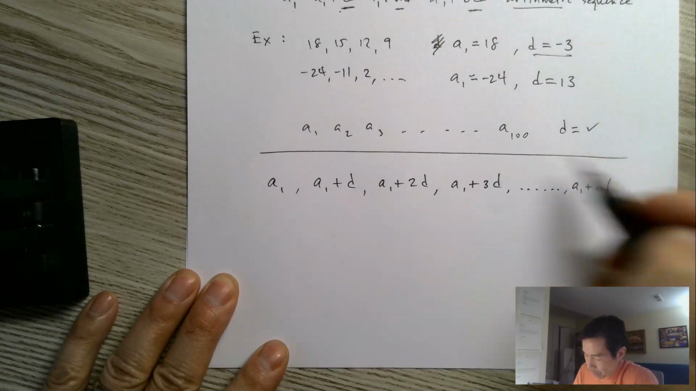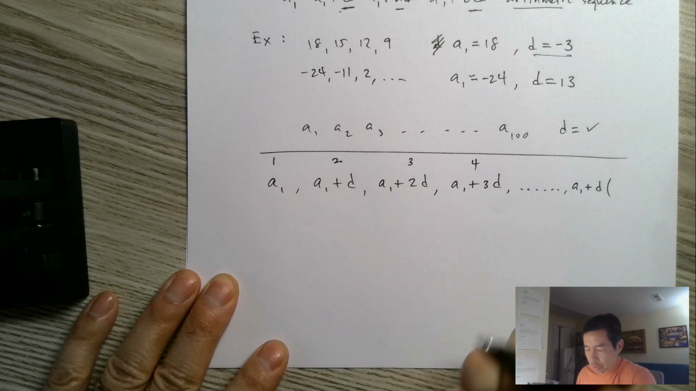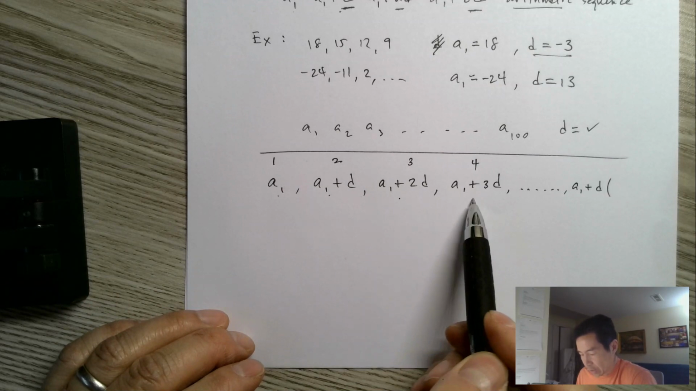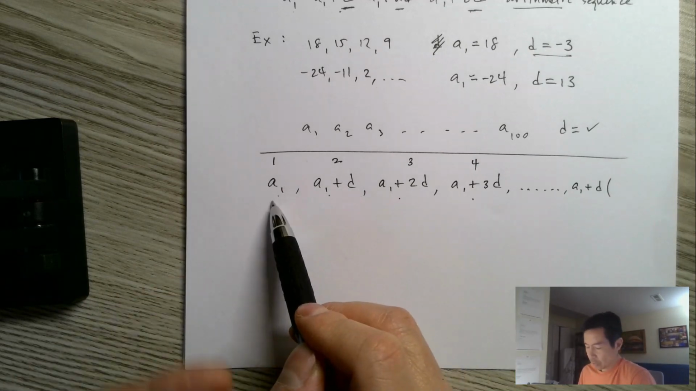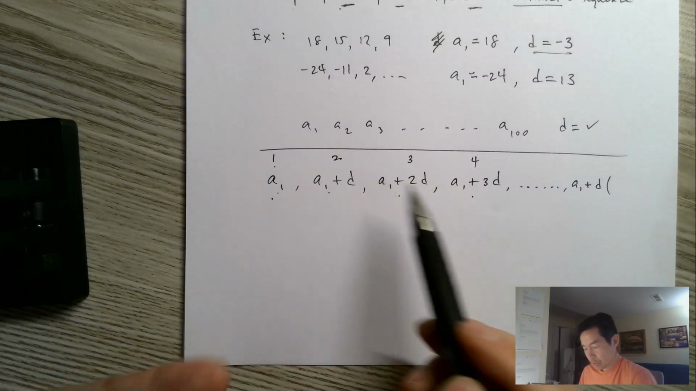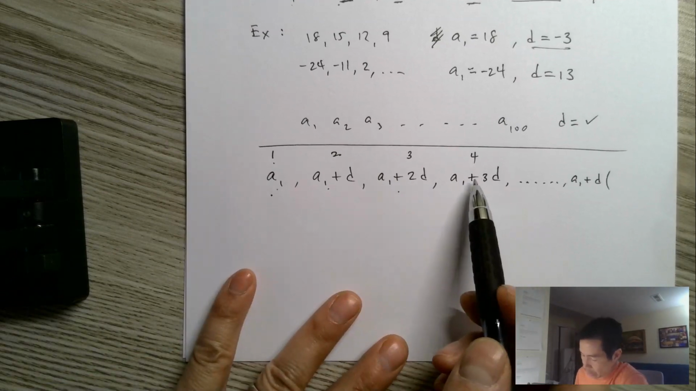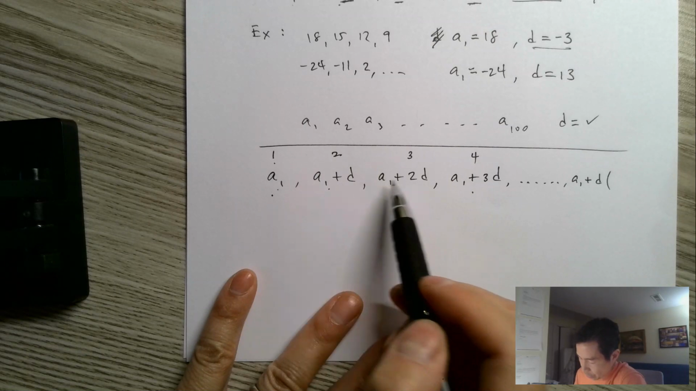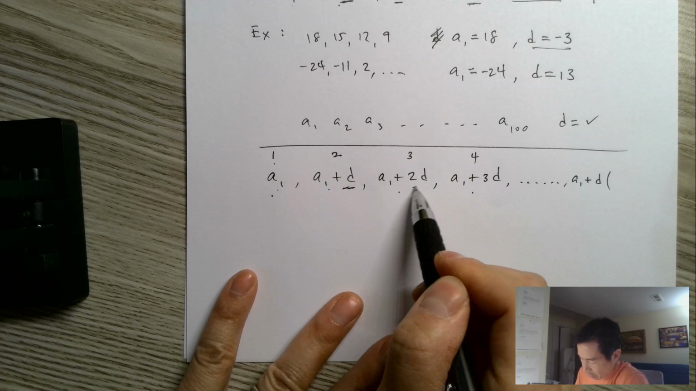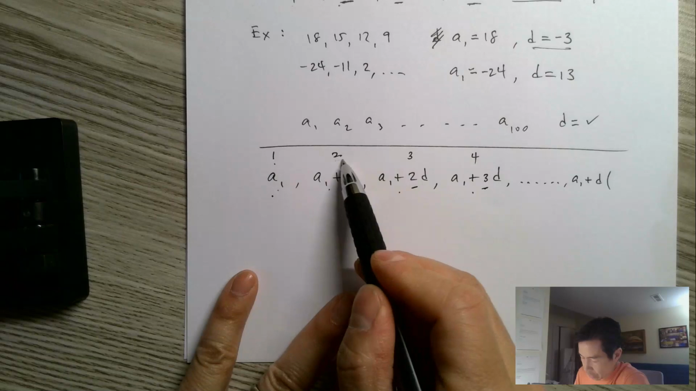So above these terms, I'm going to write your ordinal number. An ordinal number is just the position that these terms have in the sequence. This is the first term, so the ordinal number is 1. This is the second term, so the ordinal number is 2. This is the third term, so the ordinal number is 3, and so on. So what I want you to notice is that in each term, the coefficient of d is always 1 less than the ordinal number.